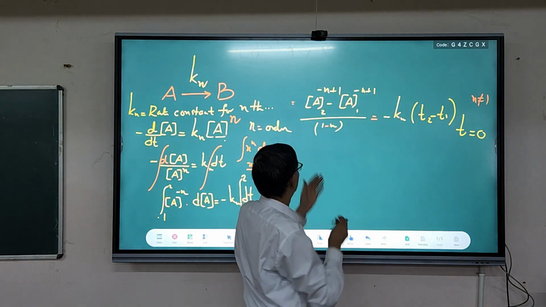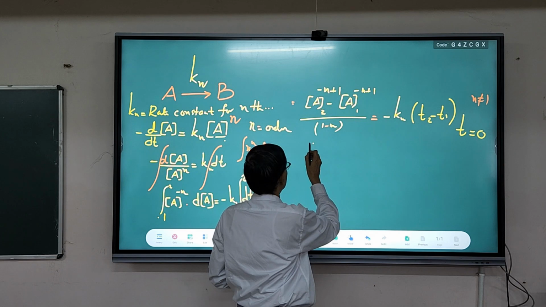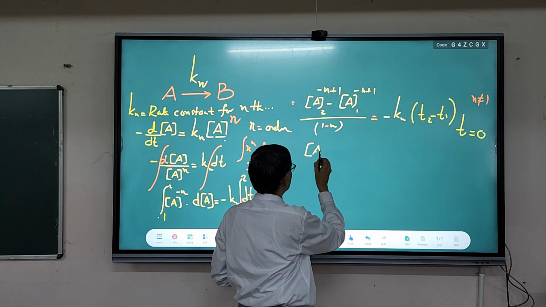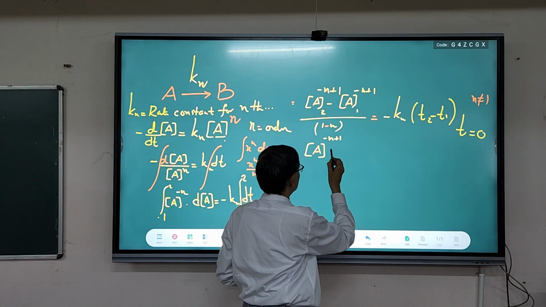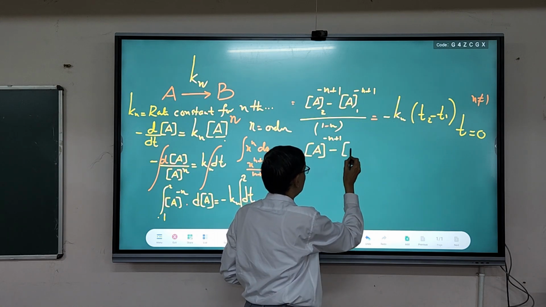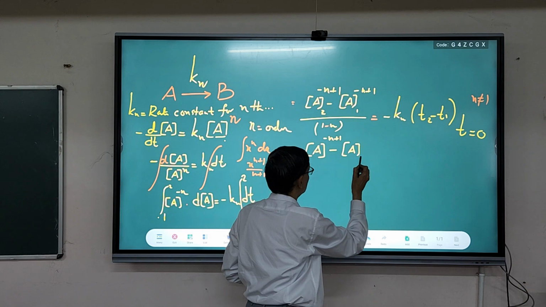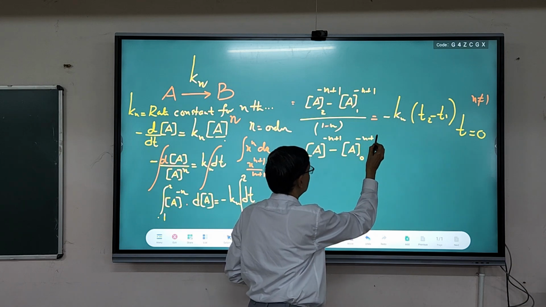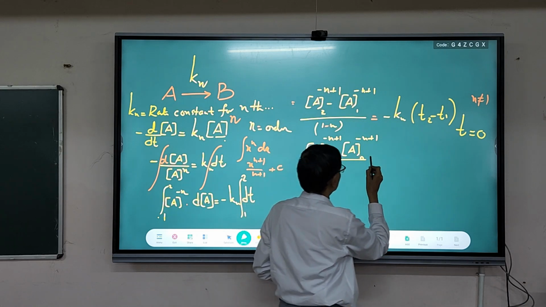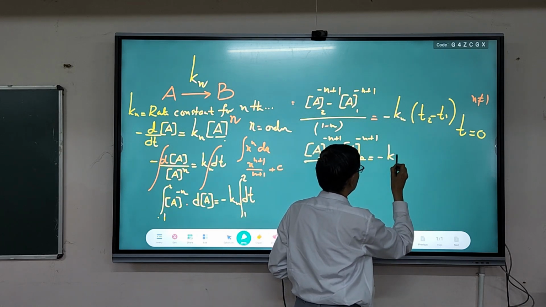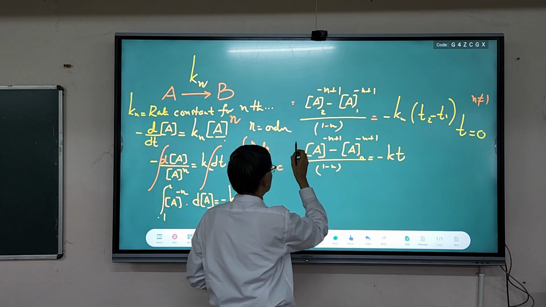So in place of A2, I can write A, the final state, to the power minus n plus 1, and this is the initial condition, A0 to the power minus n plus 1, divided by 1 minus n, is equal to minus kt. This is our equation.